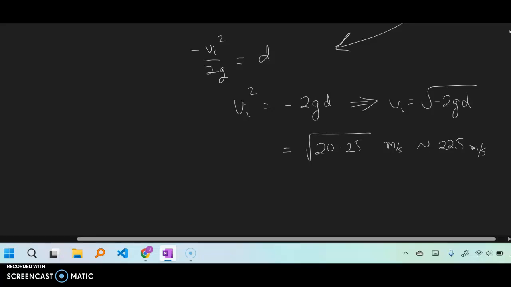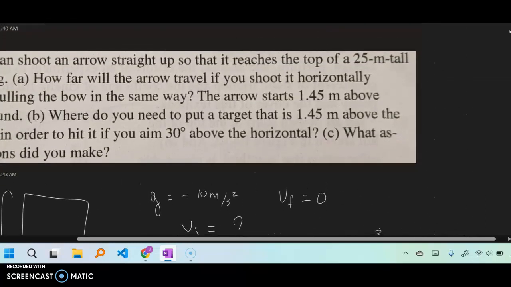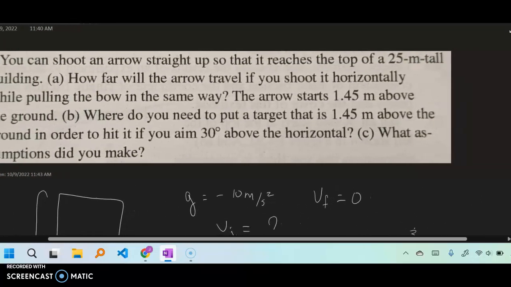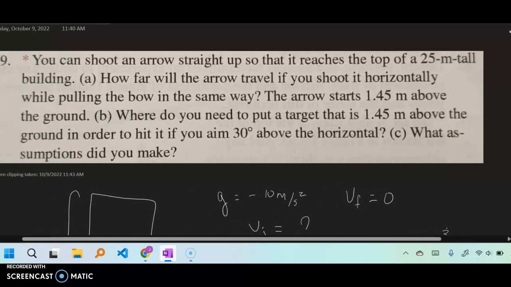So this is going to be the initial speed of my arrow. Okay. All right, now it took almost 5 minutes to do that, but hopefully if you're doing that on your own, it doesn't take quite that long. How far will the arrow travel if we shoot it horizontally while pulling the bow in the same way? The arrow starts 1.45 meters above the ground.